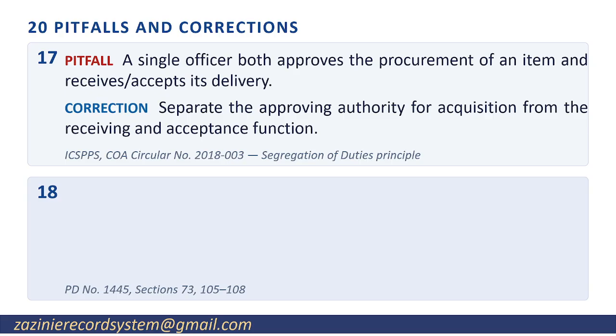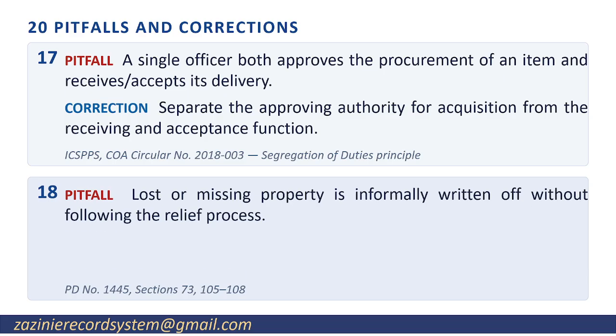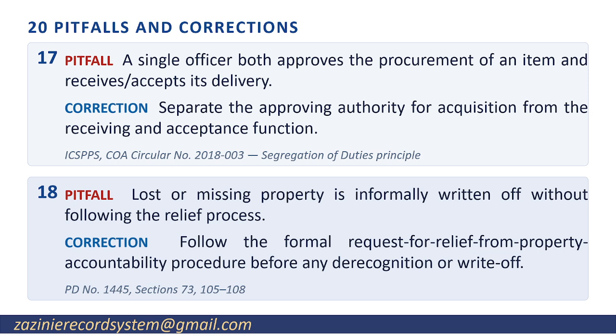Number 18. Pitfall: lost or missing property is informally written off without following the relief process. Correction: follow the formal request for relief from property accountability procedure before any derecognition or write-off.